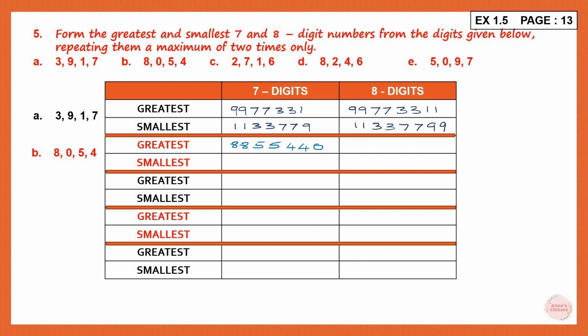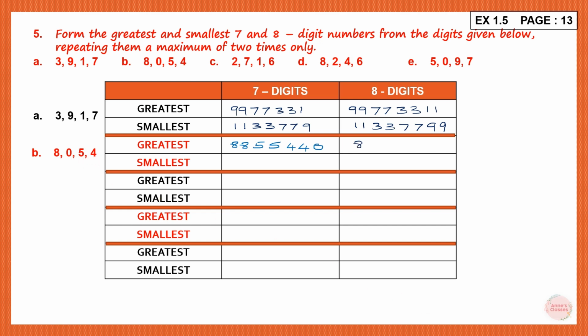Now to form the greatest 8-digit number, again remember there are only 4 digits here. We need to get 4 more. That means each digit has to be repeated. So to form the greatest, we start with the biggest number here, 8, and then 5, and then 4 and 0. So let's start with 8.